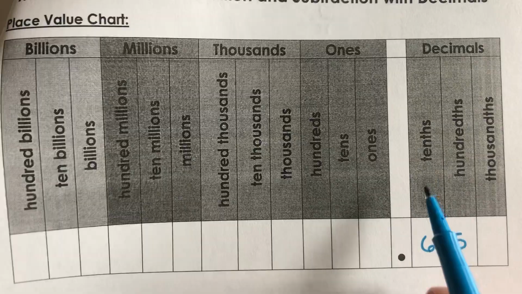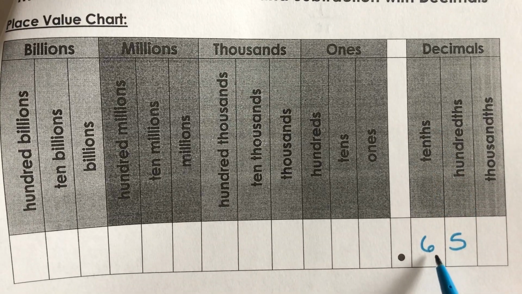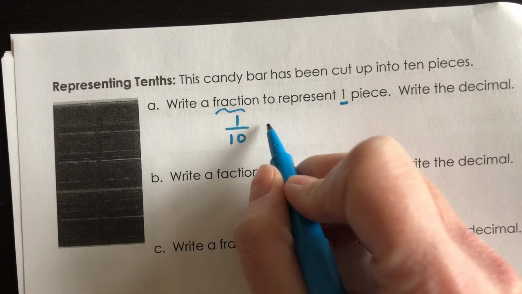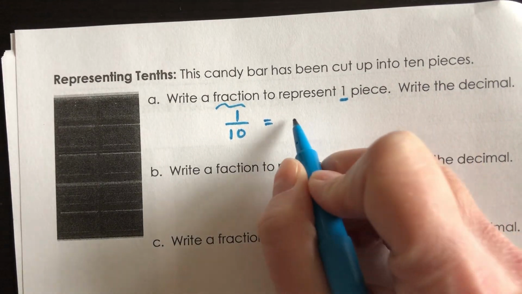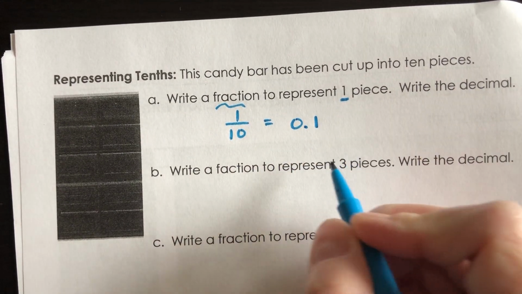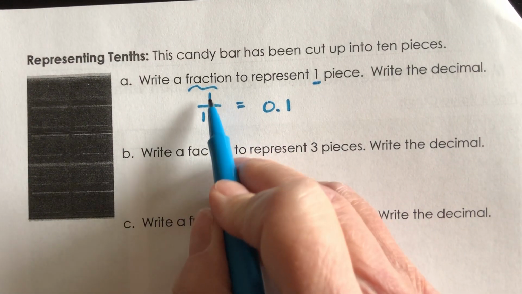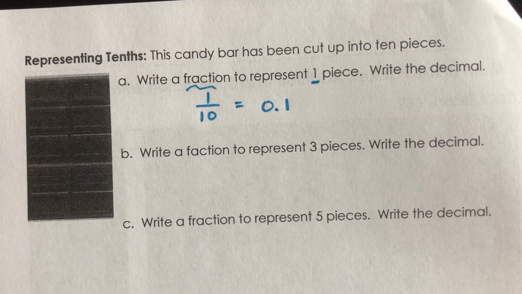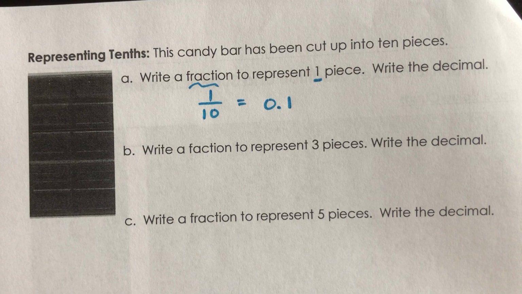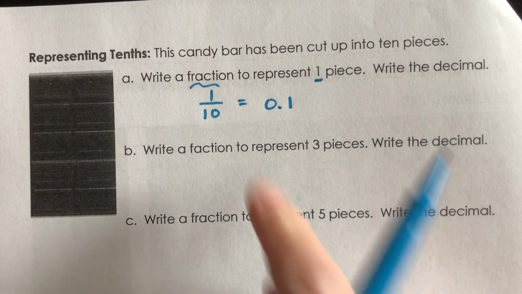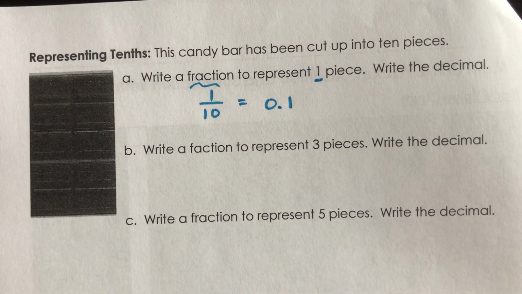And if you look back at the front, the tenths place is the first one to the right of the decimal point. So if we're saying we have 1/10, then as a decimal, I would want to put my 1 in the tenths place. And I don't have 1 whole, I have 1/10. A tenth means I don't have the whole thing.